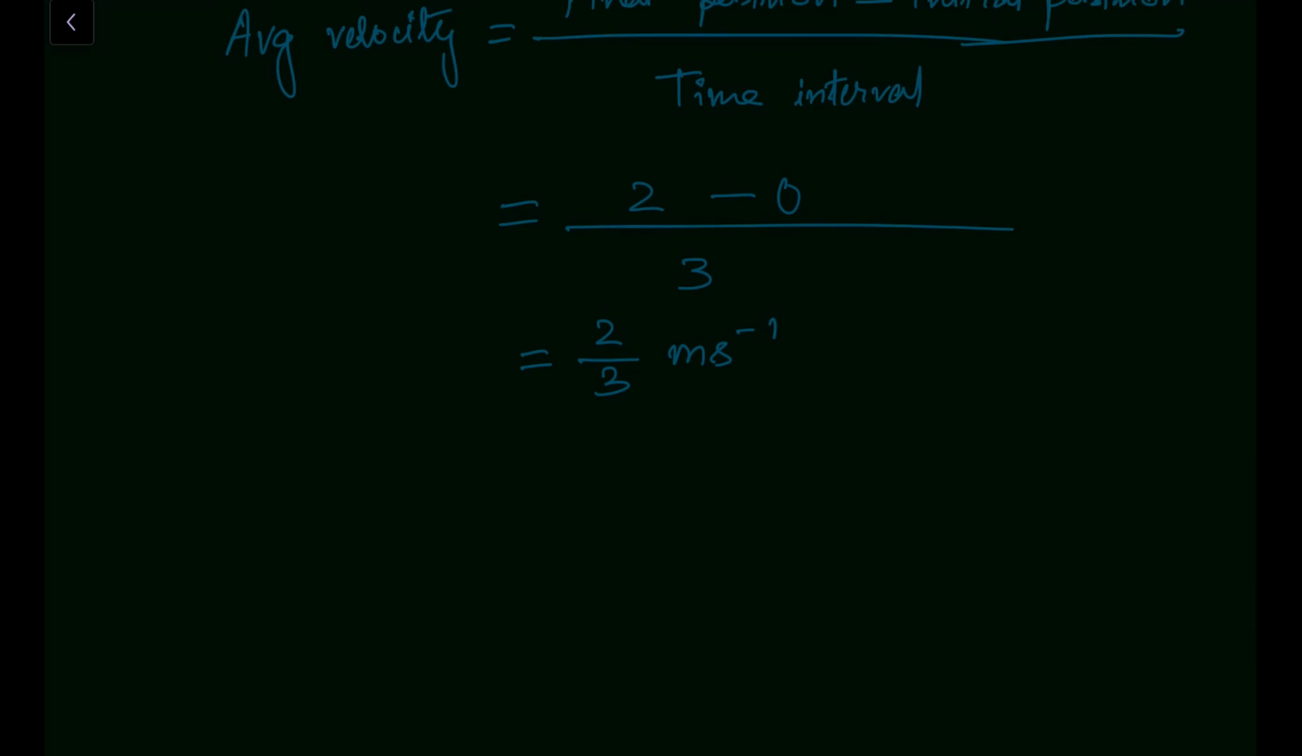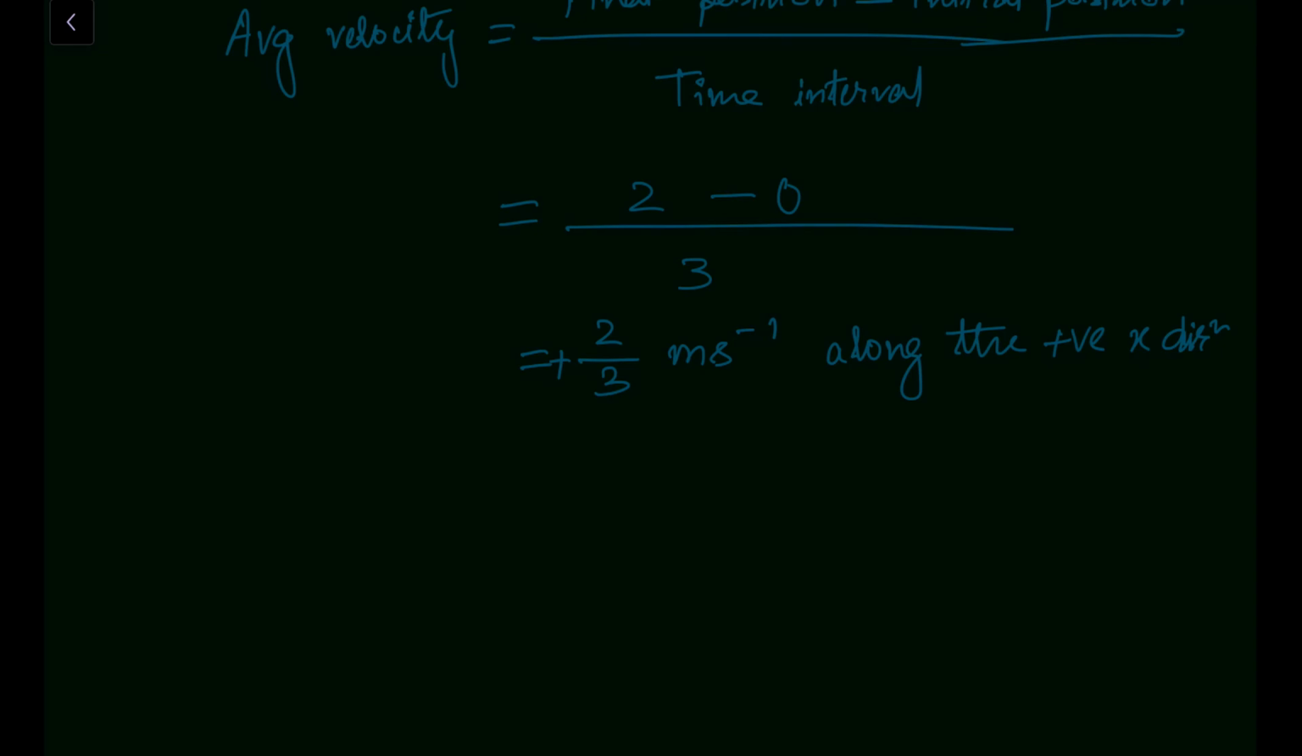In this problem we can clearly see that the average speed and the average velocity are not the same. In some other cases they might be the same. When the object moves in the same direction only, you will have the same average speed and average velocity. But whenever you state a velocity, you have to mention a direction. So 2 by 3 meter per second along the positive x direction. If we put a positive symbol here, it also means it is along the positive x direction.